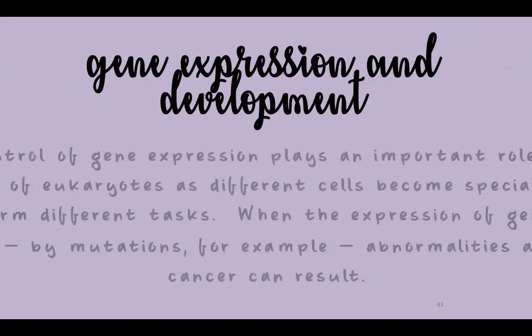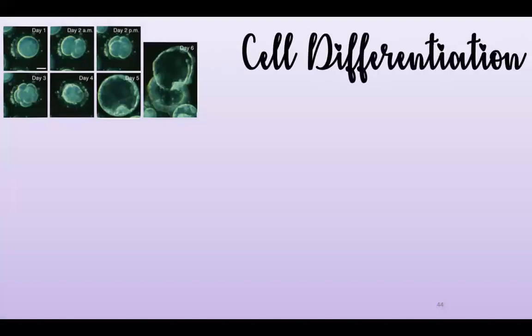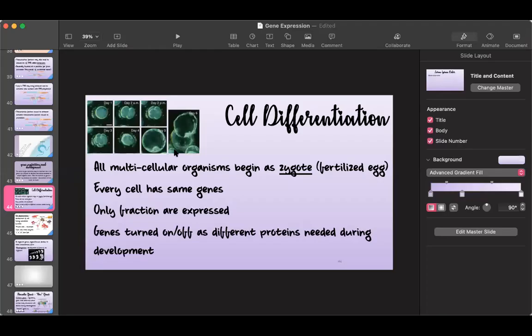Okay, one of the most important reasons why we need to understand gene expression is because of its role in development. So let's go to here. We've got a zygote being formed. So you see day 1, day 2, day 3, day 4, day 5. And I need my little pointer. So this is fertilization. This is the formation of a zygote. A zygote is a fertilized egg.